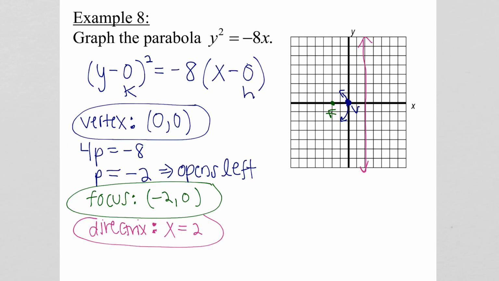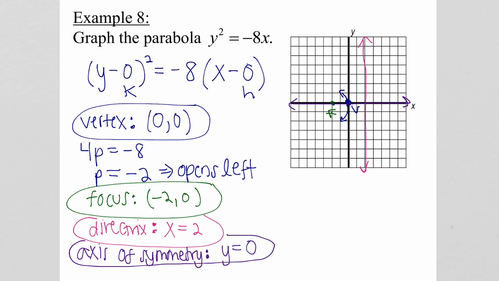Next thing I may want to write about is the axis of symmetry, and I'll use a different color. Let's use purple. The axis of symmetry is something we could ask you for. The axis of symmetry passes through the vertex and the focus, and it's perpendicular to the directrix line. So the axis of symmetry is actually the x-axis. The equation for the x-axis is y equals 0. That's another important piece that could be asked of you when you graph.